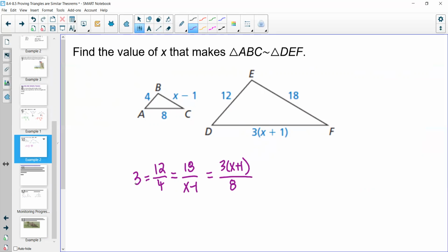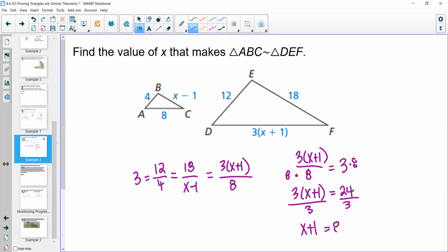So we have a couple different ways of doing this. One thing I'm going to do is just set each of those equal to 3 and solve for x. And we don't actually have to do it with both. We just have to do it with one. So I'm going to do it with this one here. So I've got 3 times x plus 1 over 8 equals 3. I'm going to multiply by 8 on both sides to get rid of this denominator. And I get 3 times x plus 1 equals 24. Then I'm going to divide both sides by 3, and I get x plus 1 equals 8. Subtract 1 from both sides, and we end up getting that x equals 7.